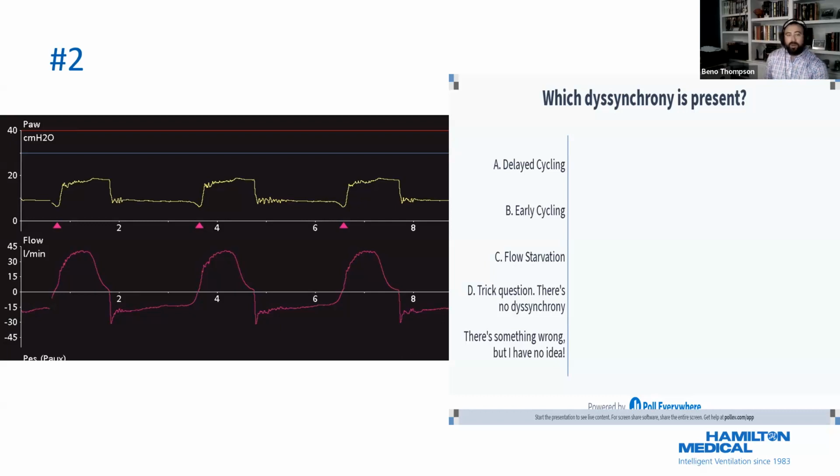All right, let's see what everybody puts in here. Early cycling, delayed cycle. Early cycling is getting the lion's share of it. All right, looks like early cycling's winning out. And for those of you that chose that, that is correct. We'll talk about why in a little bit. Next.